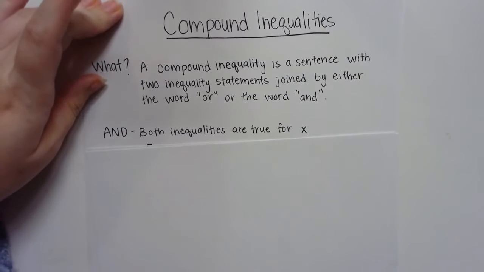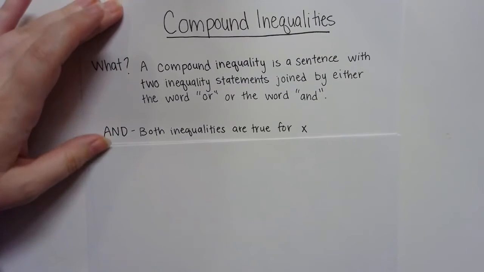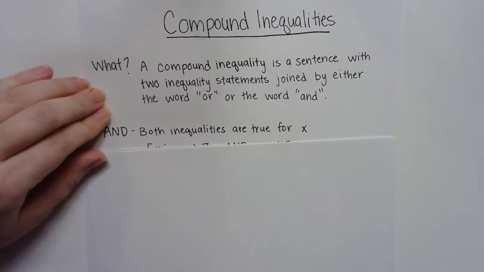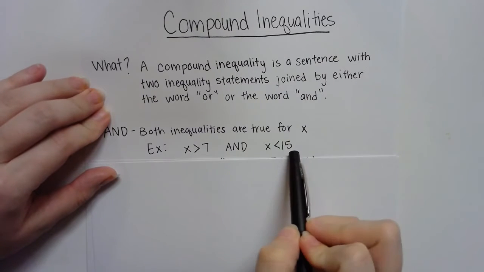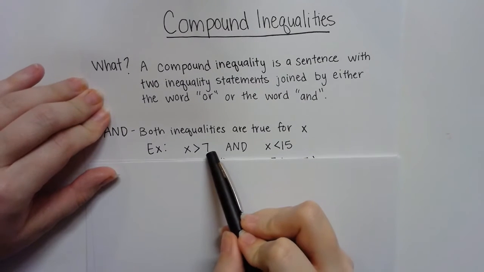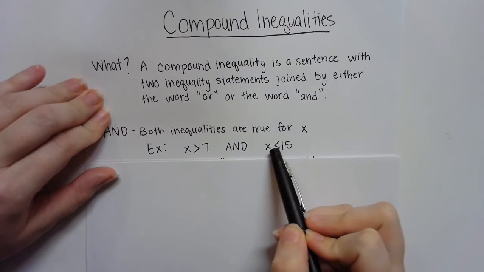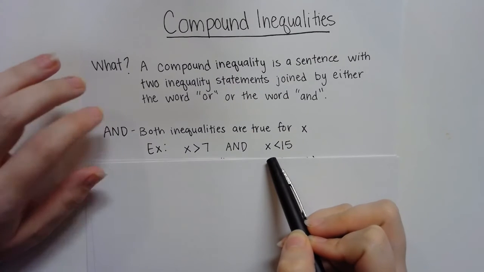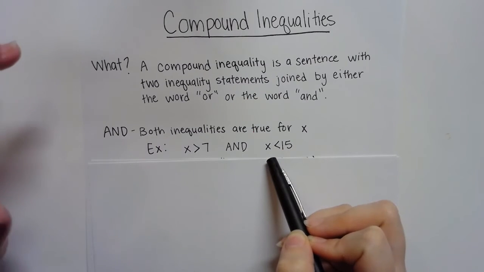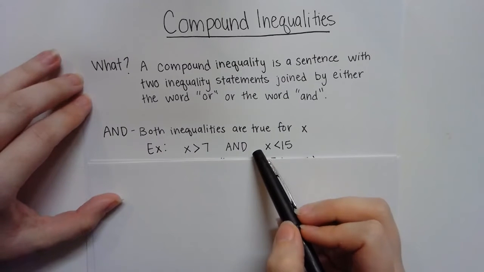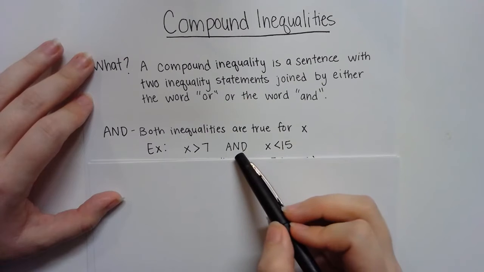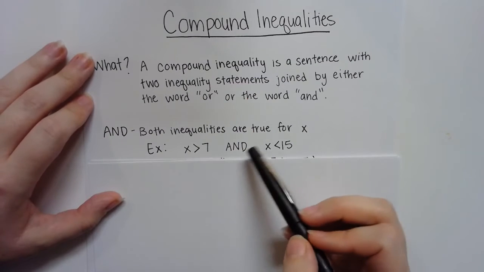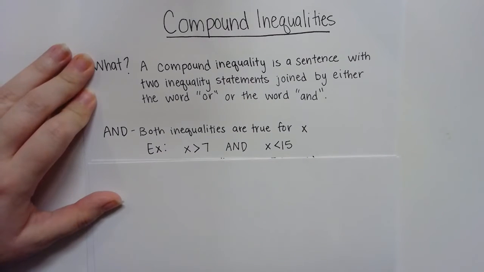So for and, that would mean that both inequalities are true. So an example of that would be like x is greater than 7 and x is less than 15. You can think of a number that is greater than 7 and less than 15. So like 8, 9, 10, 11, 12, 13, 14, all of those would fall into this range, including like 11.5 and 10.5. All of those would be greater than 7 and less than 15.